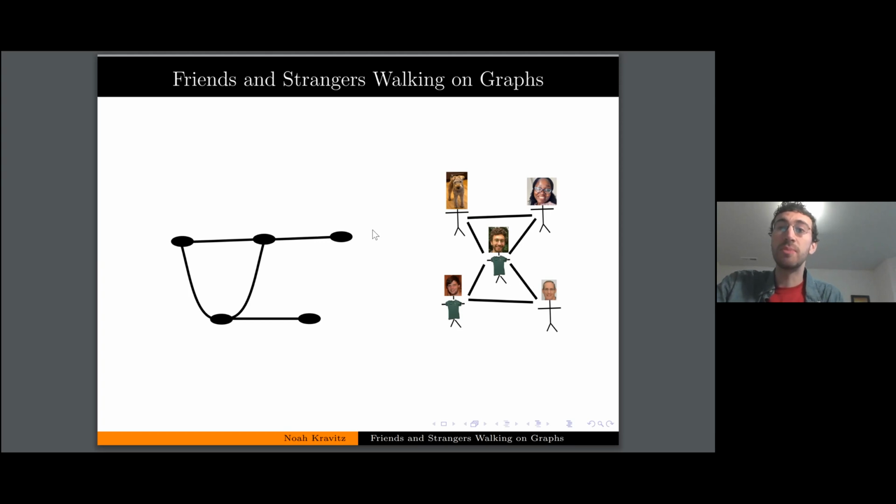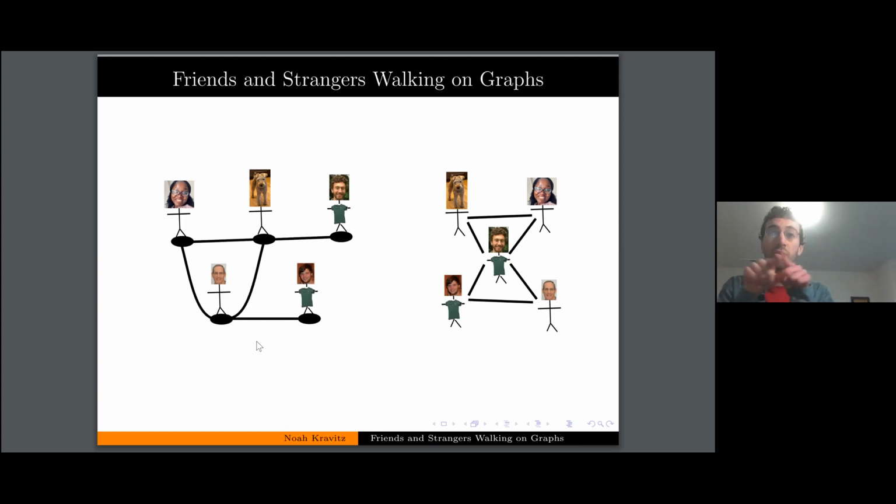Now we suppose that these people stand on the graph, one person on each vertex, like this. And they're allowed to walk around on the graph according to the following rule. If you have two people who are friends with each other and who are standing on adjacent vertices of the graph, then they can walk across the edge between them and swap positions. And we call this a friendly swap.